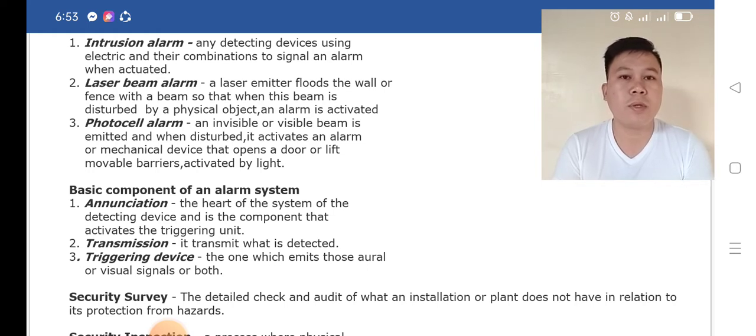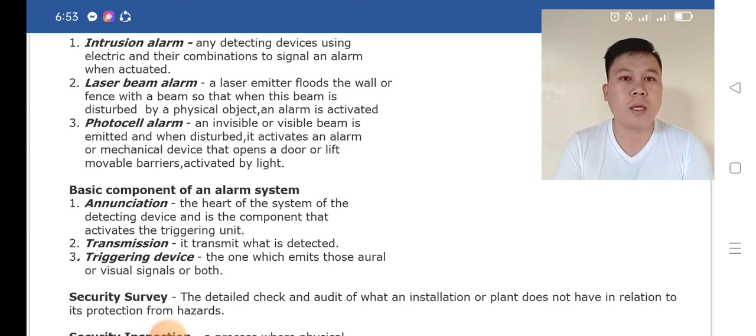Okay, number 2 is transmission. Transmit what is detected. So, ipinapakita ng alarm system na to, transmission, for example, ang isang establishment is konektado sa isang munisipyo, MPS, konektado sa isang agency.